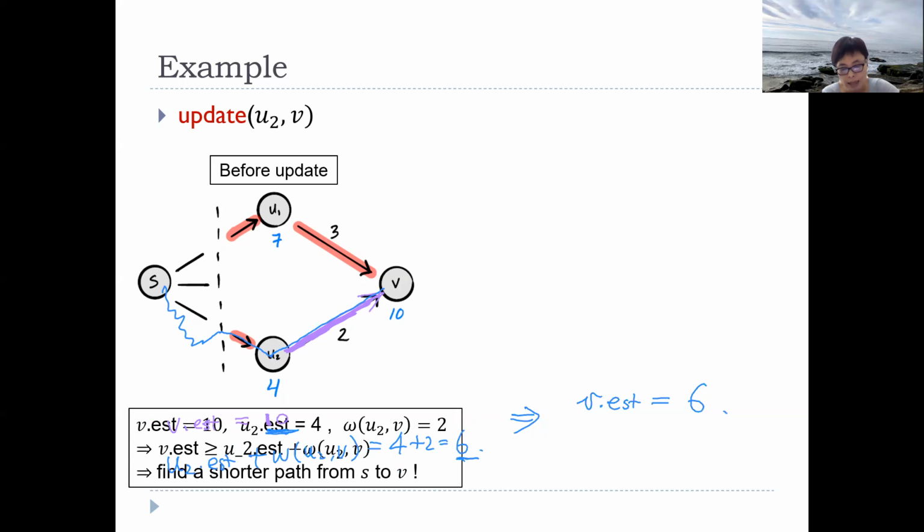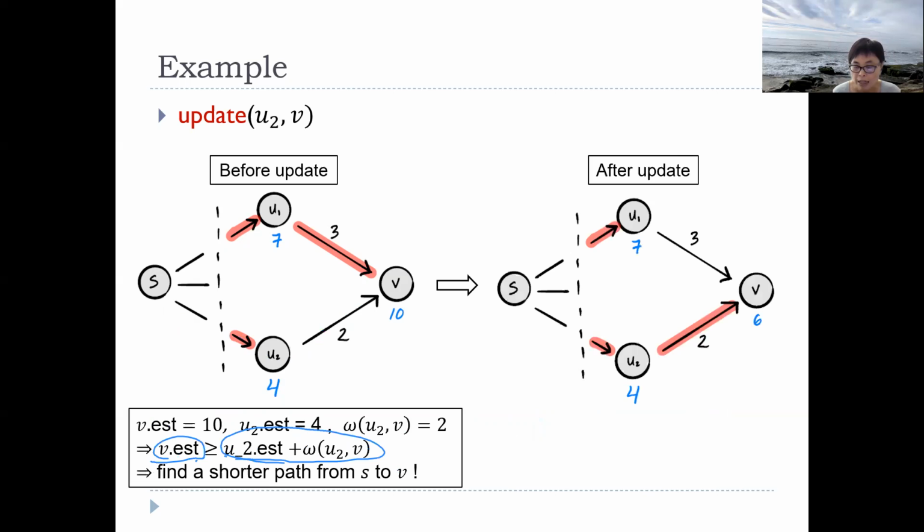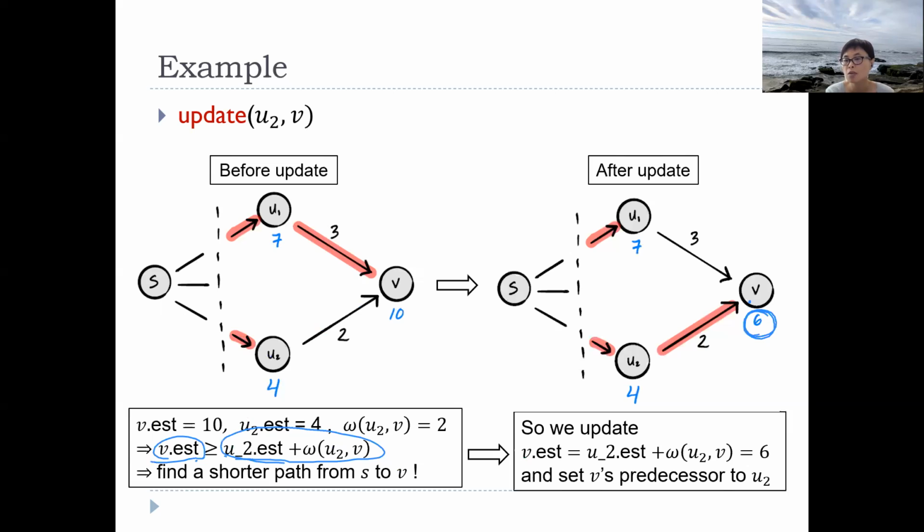So here is exactly what I just wrote. Because the current V estimate is bigger than the length of the new path that I found, that means we found a better way going through U2. So as such, I simply update the distance to be this new value, and my predecessor of V is now U2, because I found a new path going from S to V through U2. U2 is my predecessor in this new better path. Okay, so this is what we have. So that's what the update is doing.